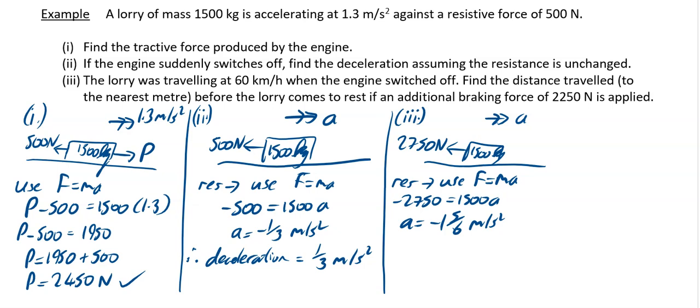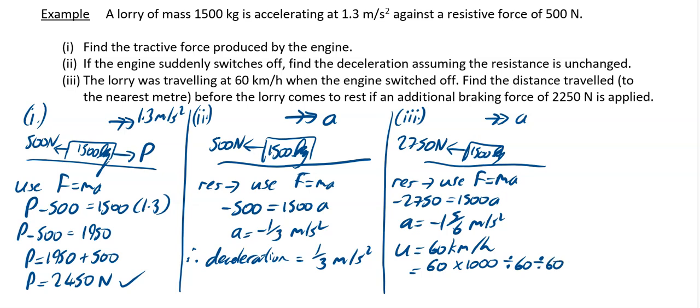Okay, we have got to find the distance travelled before the lorry comes to rest. So we've got to find the initial velocity. The initial velocity is 60 kilometers per hour. Now, let's get that into meters first of all by multiplying it by 1,000, because that's going to be that amount of meters per hour, and then get it down to minutes by dividing by 60, and get it down to seconds by dividing by 60 again.